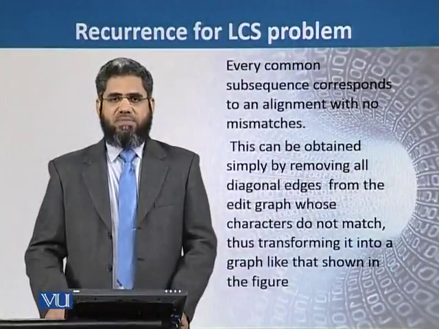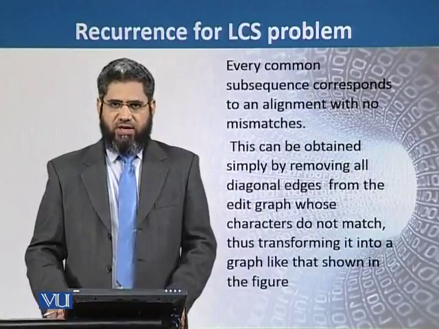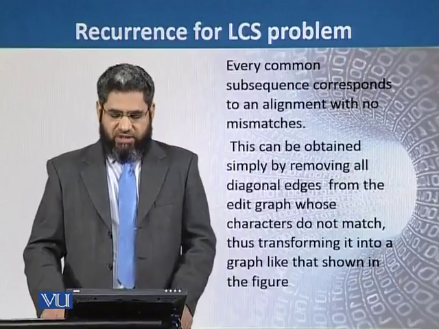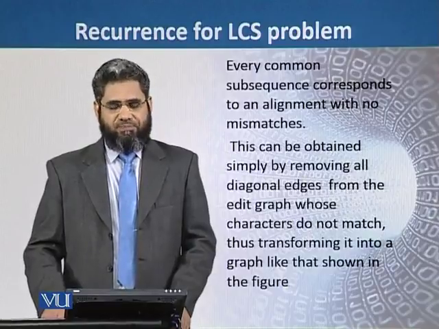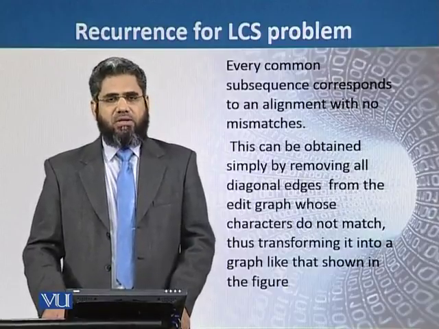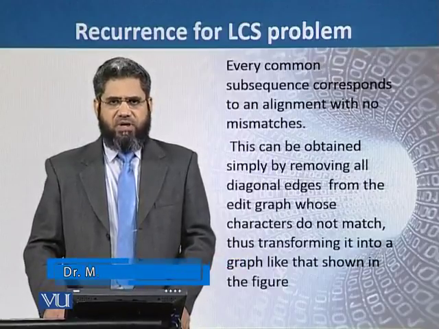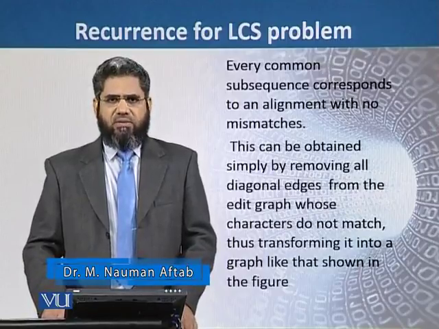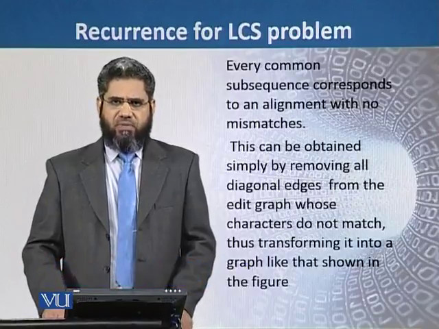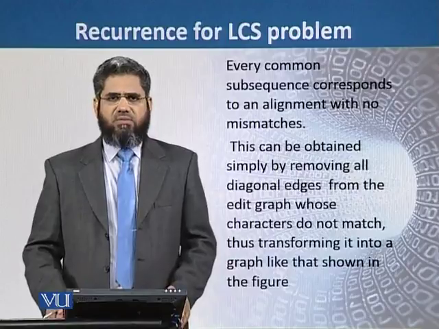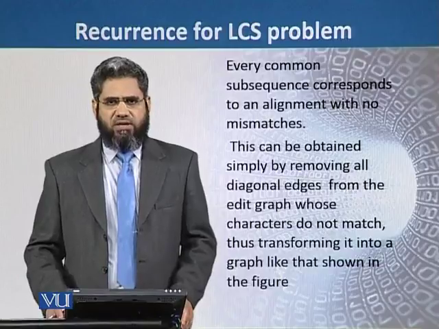We know that a common subsequence is a sequence that is present within both strings V and W. So every common subsequence corresponds to an alignment with no mismatches, and this can be obtained simply by removing the diagonals at positions where there is a mismatch, and retaining the diagonals only at positions that are identical. It means that at those positions the letters in both the V and W strings are identical.